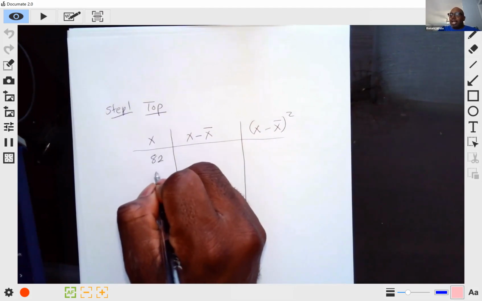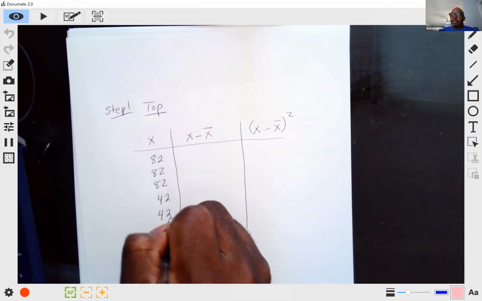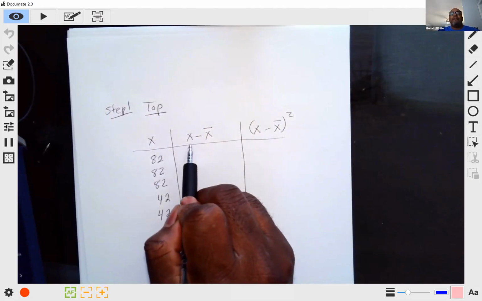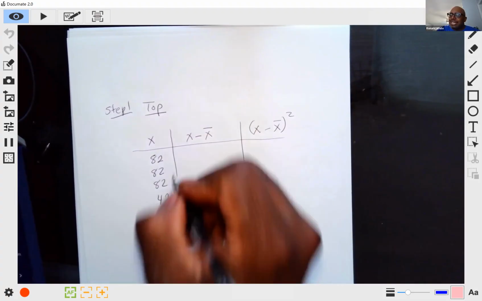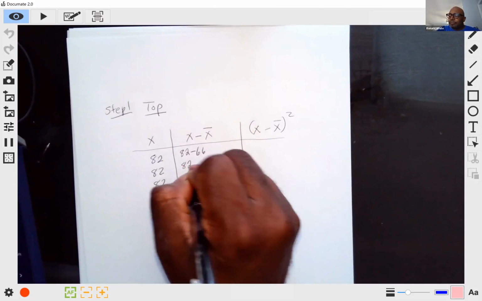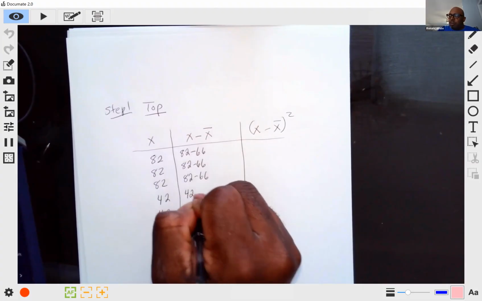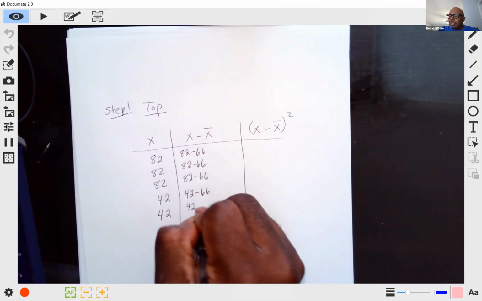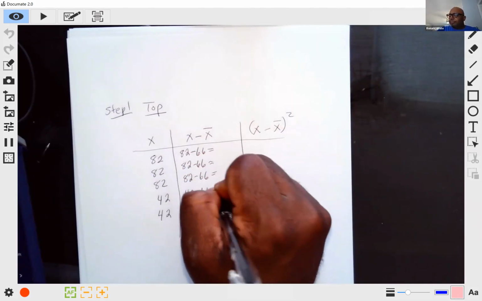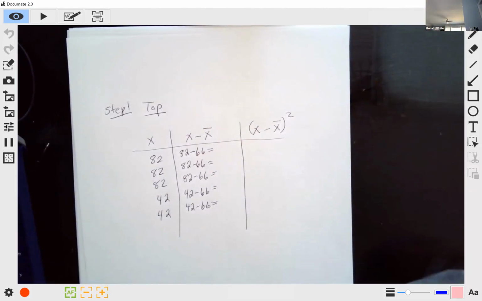So we're going to write 82, 82, 82, 42, and 42. Now, what does this tell me? Subtract each number from the mean. And remember, the mean is 66. So this is 82 minus 66. Do that 3 times. And then 42 minus 66. And so I'm going to let you get your calculator. Take a minute and find all of these differences. I'm going to get my calculator.